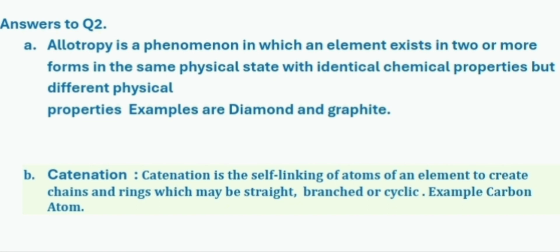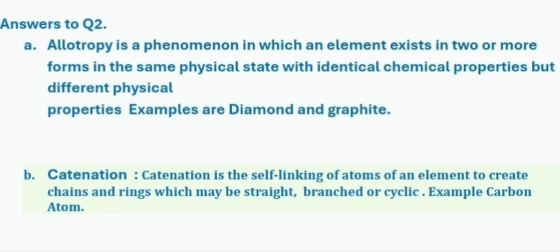Next is question number 2. These are to define the following terms. Allotropy is a phenomenon in which an element exists in two or more forms in the same physical state with identical chemical properties but different physical properties. Examples are diamond and graphite.